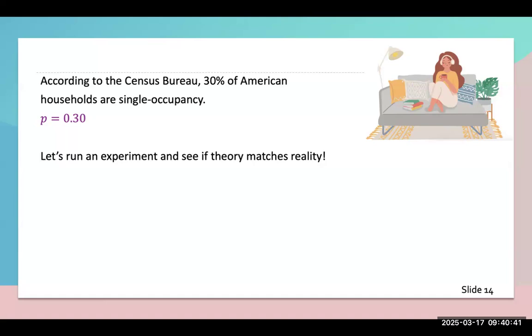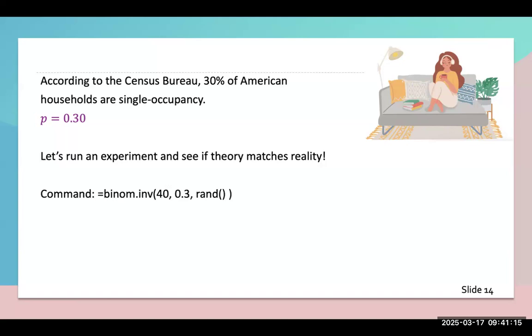Let's run an experiment and see if theory matches reality. So what I'm going to do is I'm going to create a sample of people, and I'm going to use the computer to help me with this. I'm going to run a simulation. So I'm going to tell the computer that I want a sample of 40 households, and the true probability of getting a single occupancy household is 0.3. And I want to count how many households in my sample actually are single occupancy.